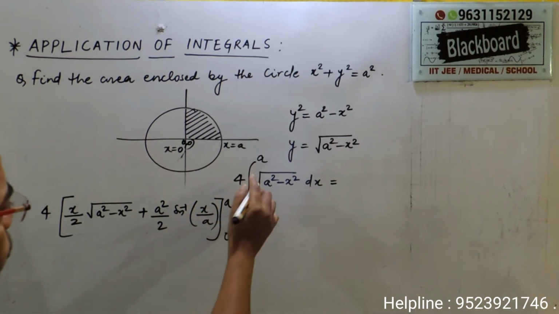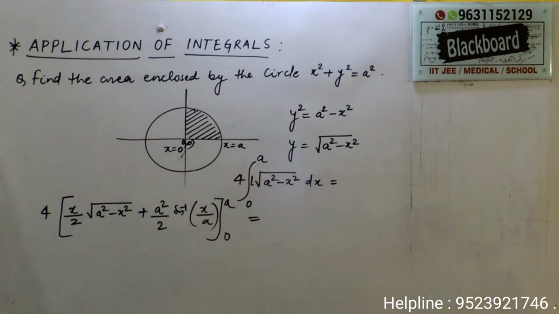ये इसके इंटीग्रेशन का फॉर्मूला है जो कि बाय पार्ट्स से हम निकाल सकते हैं, और बाय पार्ट्स के वाले लेक्चर में हम लोग इसको डिराइव किए भी हैं, तो ये फॉर्मूला है, डायरेक्ट आप इसको लिख भी सकते हैं या बाय पार्ट से डिराइव भी कर सकते हैं. This is x by 2 root under a square minus x square plus a square by 2 sine inverse x by a, 0 to a, 4 times.